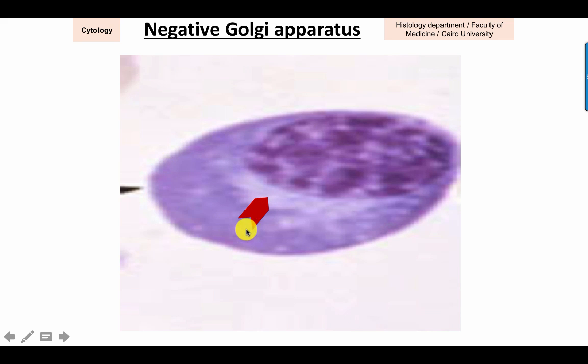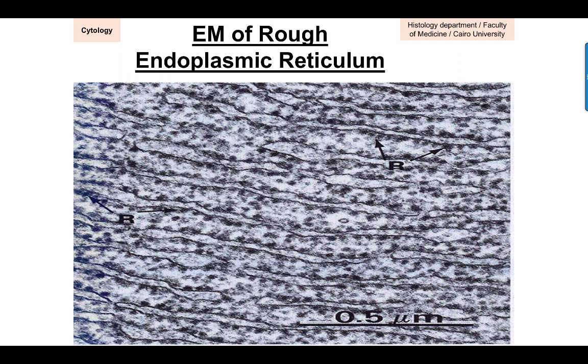This cell, which is characterized by having a darkly basophilic cytoplasm, is the plasma cell, which secretes the antibodies. These antibodies are glycoprotein in nature, so it has a well-developed rough endoplasmic reticulum, making the cytoplasm darkly basophilic, and a well-developed secretory organelle, which is the Golgi apparatus. But here the Golgi is not stained, so it will appear as a white area in this dark blue background.